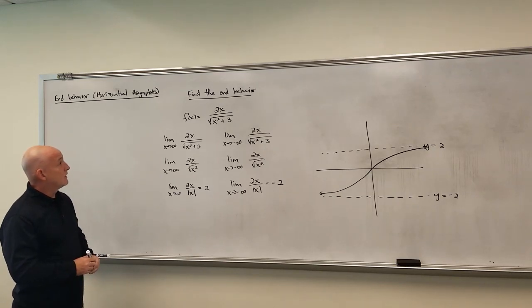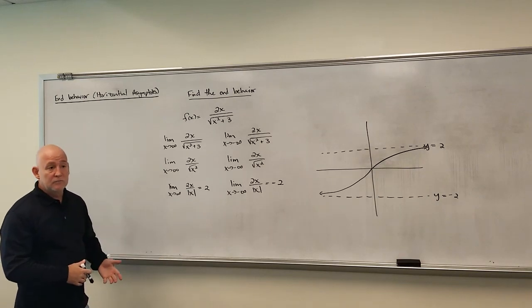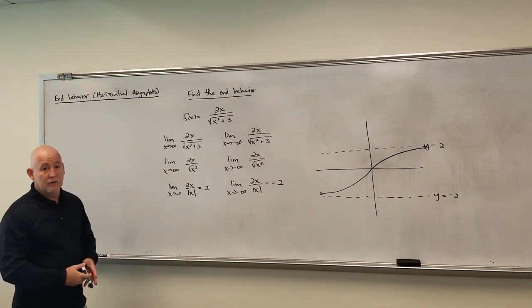So anytime you're talking about the end behavior of a graph, just take the limit as you go to positive infinity, see what happens. Take the limit as you go to negative infinity, see what happens.